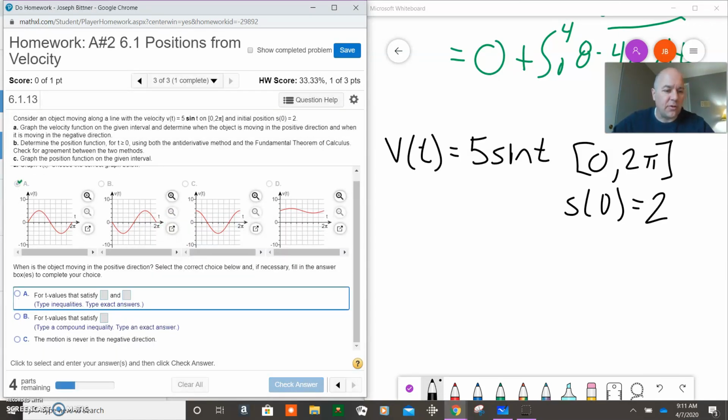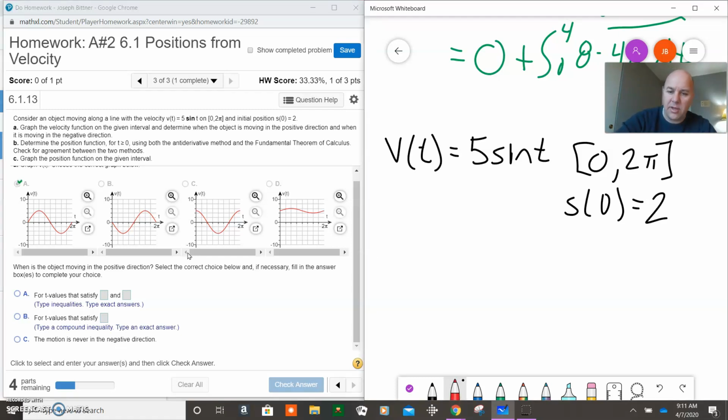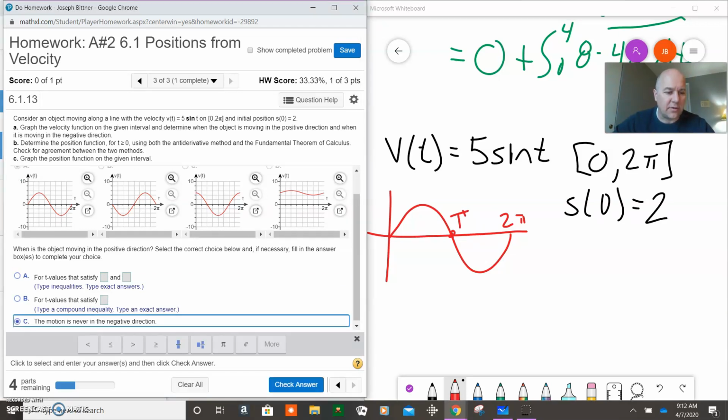And then you just have to fill in the blanks here. When is the value going to be moving in the positive direction? And again, it's just whenever it's above the graph. Since it goes from 0 to 2 pi, let me get a picture here. Since my picture looks something like that, it goes 0 to 2 pi, well, the halfway mark is just going to be pi.